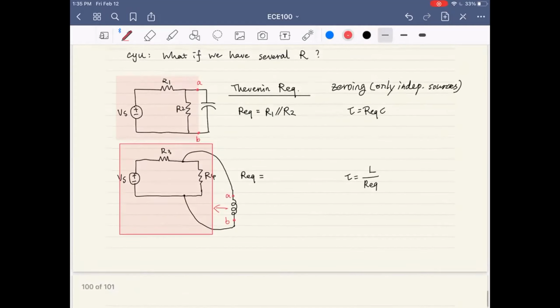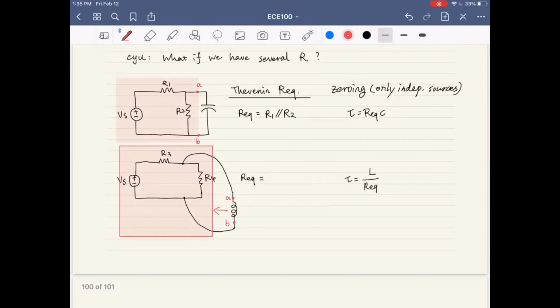Now I do the zeroing techniques again. And this is 0. So it becomes a short, and we'll see that R3 and R4 are still in parallel. Does it make sense? So when we compute the tau, it should be this. Right? Let me know if you have any questions.